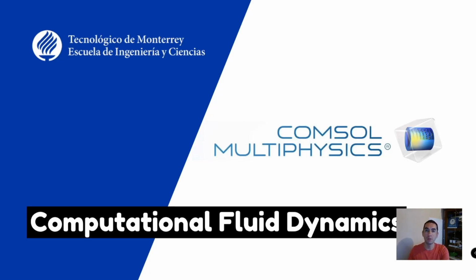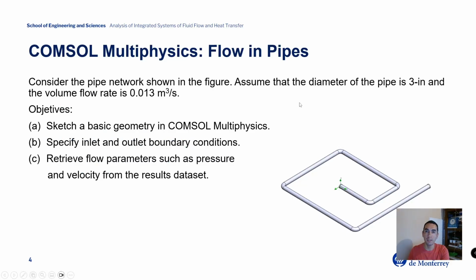Today we're going to model a piping system using COMSOL Multiphysics. The main objectives that we want to achieve with this simulation is to sketch a basic geometry in COMSOL Multiphysics. We also want to specify the inlet and outlet boundary conditions for this model. And at the end of this tutorial, we're going to retrieve the flow parameters, for example, the pressure and the velocity from the entire data set that we are going to be calculating.